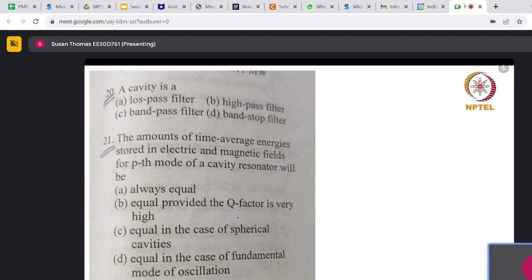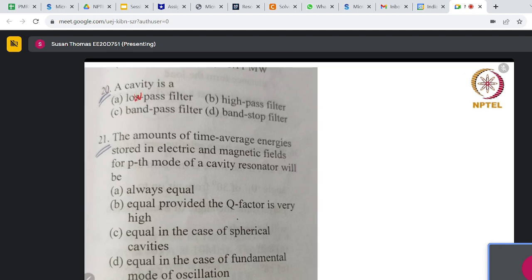So I have some MCQs here. The first question is, a cavity is what kind of a filter? Is it a low pass filter? So please read this as low pass filter, high pass filter, band pass filter, or a band stop filter.